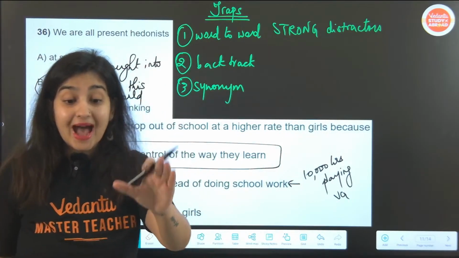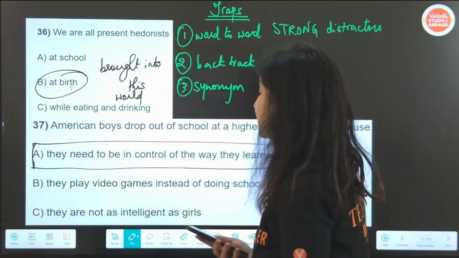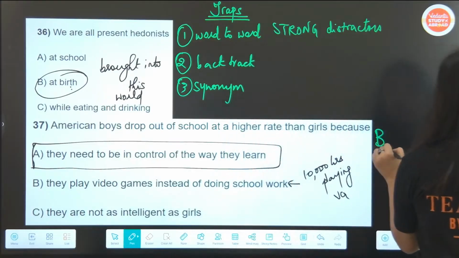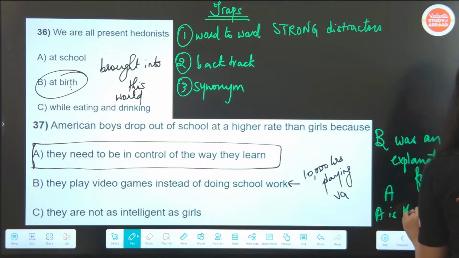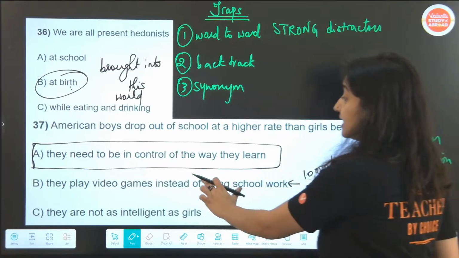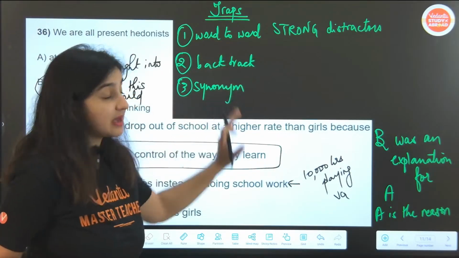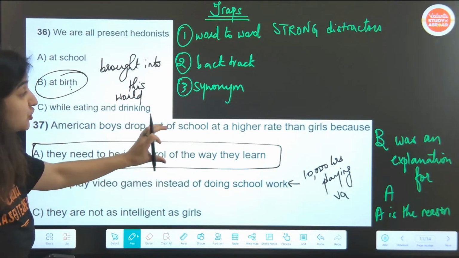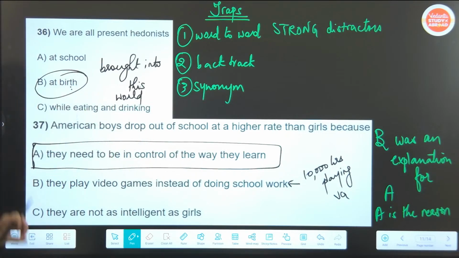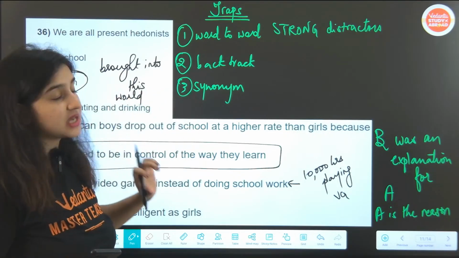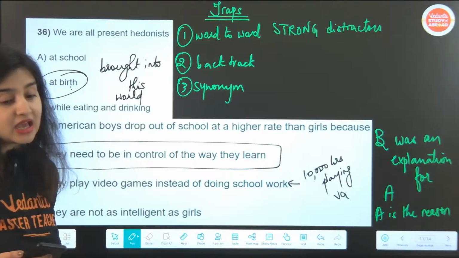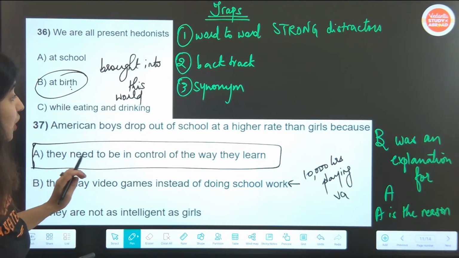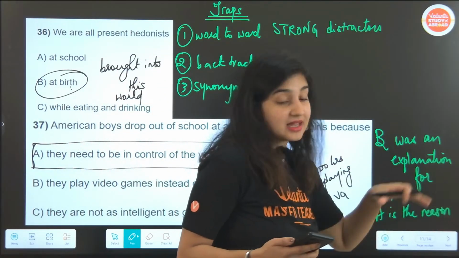Why is A the correct answer? Backtracking. Listen, and it's not even backtracking. It's actually that B was an explanation for A. A is the reason. B here is not wrong. So there's not actual backtracking that's happening. But B was actually the explanation for A. And A is the reason for this. The reason why boys drop out at a higher rate than girls is because they need to be in control. And the reason why they need to be in control is because they spend so many hours playing video games, right? Do you get it? So B was an explanation for A. A is the actual reason.